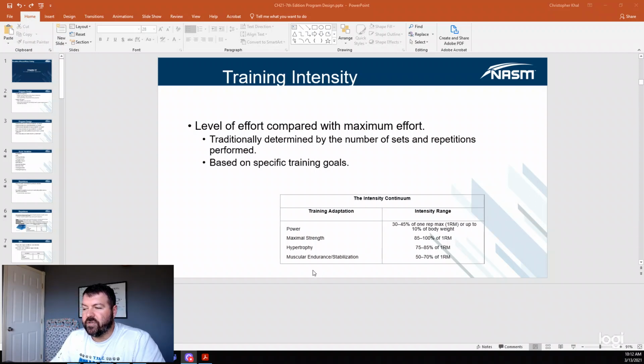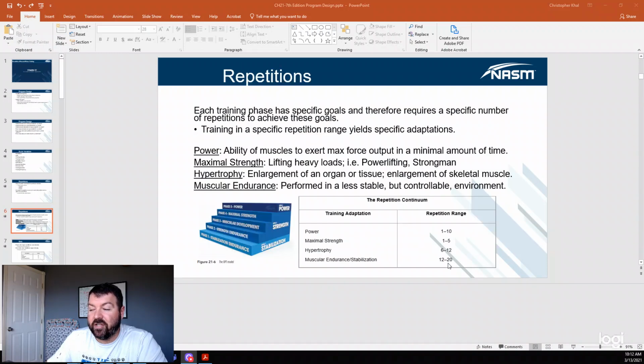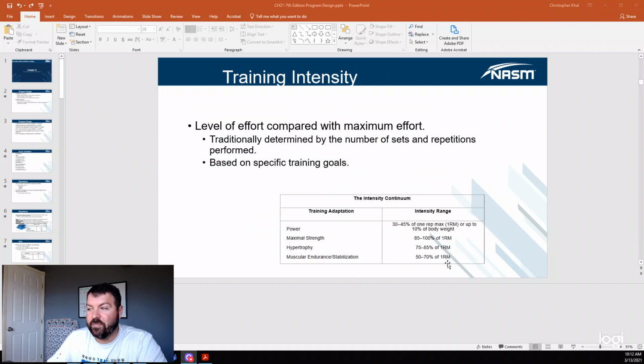So let's say you're training for muscular endurance or stabilization. It's usually about 50% of your 1 rep max. So if you're benching 100 pounds, that's your max, and you're doing more of the endurance to stability, well, you're only going to be benching 50 pounds during this. 50 to 70 pounds, give or take. Going back to these other ones, you have 1 to 3 sets, and you could be doing 20 reps for 50 pounds. So that's still pretty intensive.